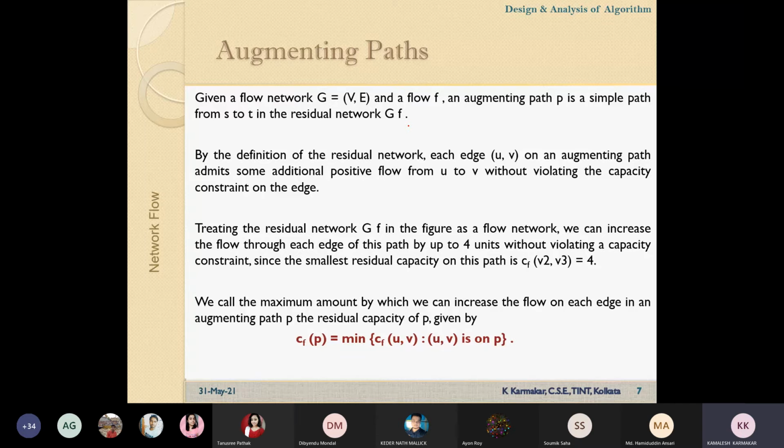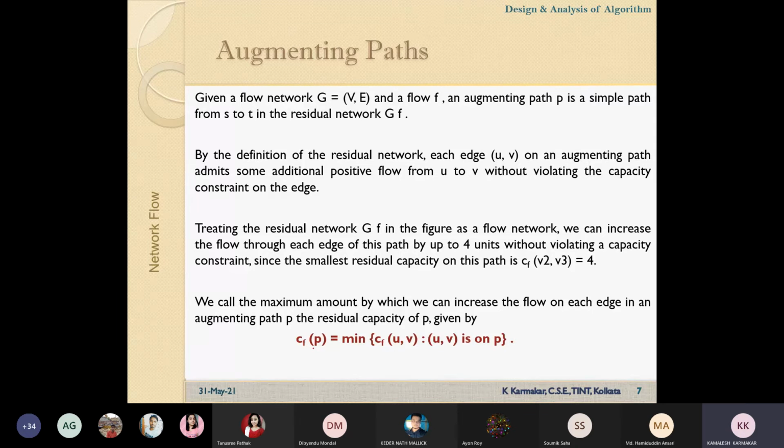Okay, this is the mathematical representation that we have discussed earlier. Mathematical representation means, if we find a path P, okay, so what will be the flow?